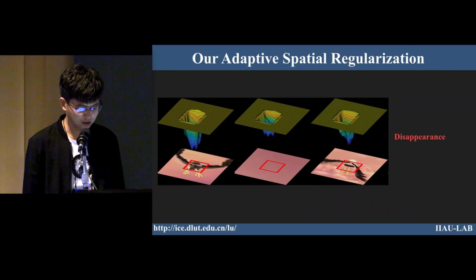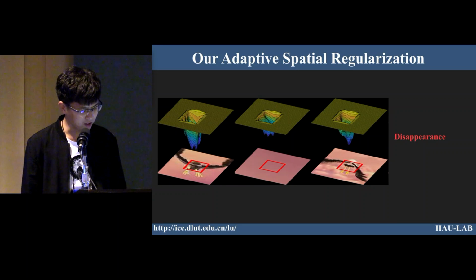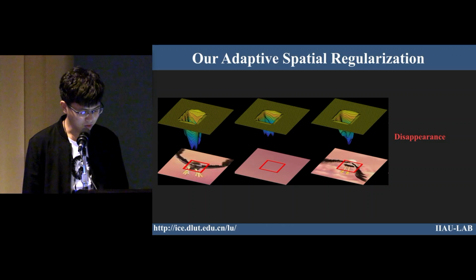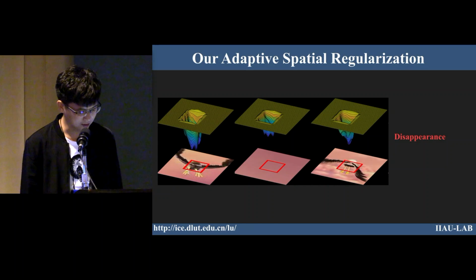Another example is about the disappearances. When the target exists, the overall value of the spatial regularization is very small. Once the target disappears, its overall value becomes larger. When the target reappears, its value shrinks again.